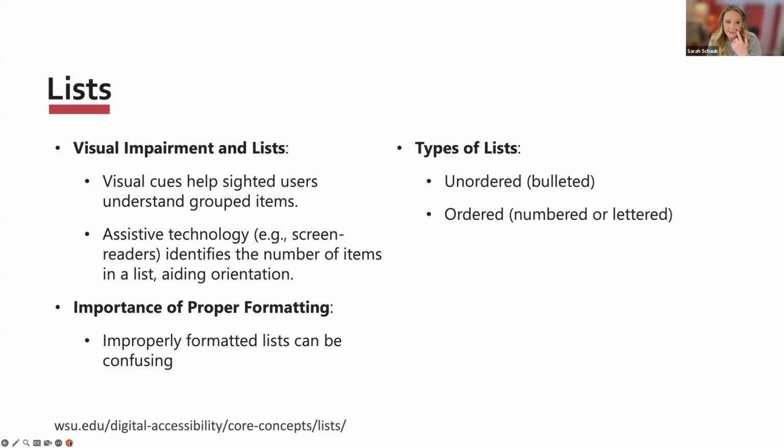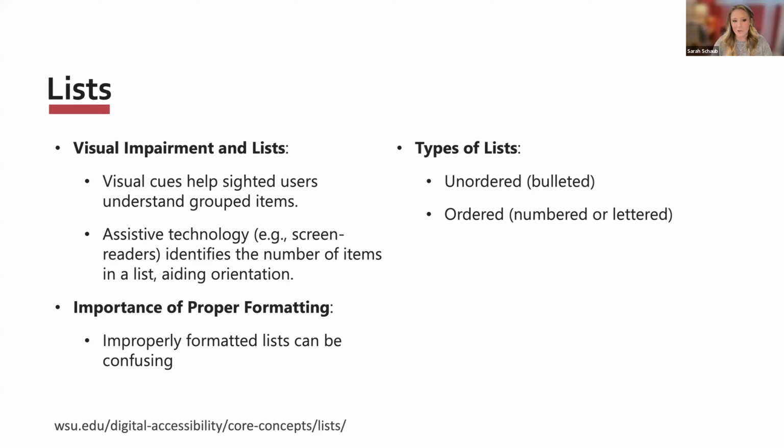So next I'm going to talk about lists. So visual impairment and lists. Visual cues help sighted users understand grouped items. A lot of times assistive technology, for example, a screen reader will identify the number of items in a list, which helps aid in orientation. The importance of proper formatting. Improperly formatted lists can be confusing.